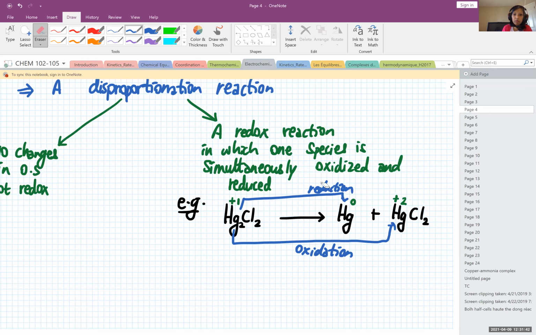Okay, I apologize for my handwriting here. I just haven't positioned my tablet properly in front of me. So this is reduction. Okay, so we see both.